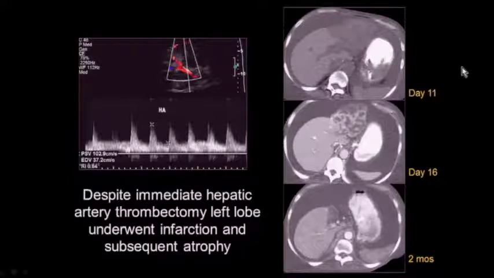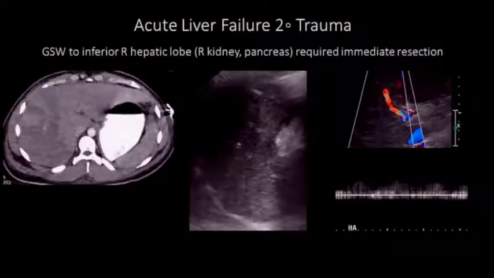These are a series of CT scans at day 11, 16, and 2 months. Fortunately, the right lobe was preserved, but you can see that the left lobe infarcted and over time collapsed down. The patient had enough right lobe to survive. So this is not fulminant liver failure from primary graft dysfunction, non-function. This is what happens when there is an immediate thrombosis.